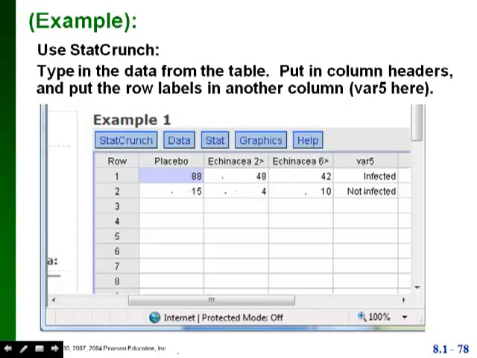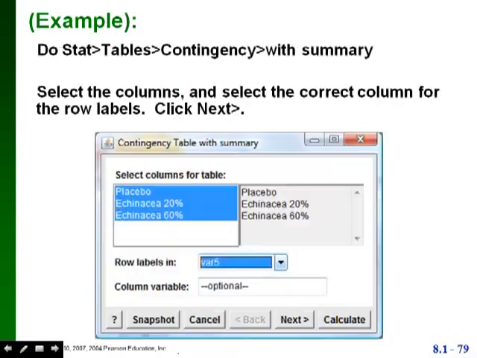But I could have put them in the first one on the left too, it doesn't really matter. Then you go to Stat, Tables, Contingency, and since this time we had summary data, we would do it with summary. And then you just select the columns that you had for your column variables. And remember for this, you can't select the one that you had your row labels in. So we want these 3 for our column variables, and then our row labels were in the column called variable 5.